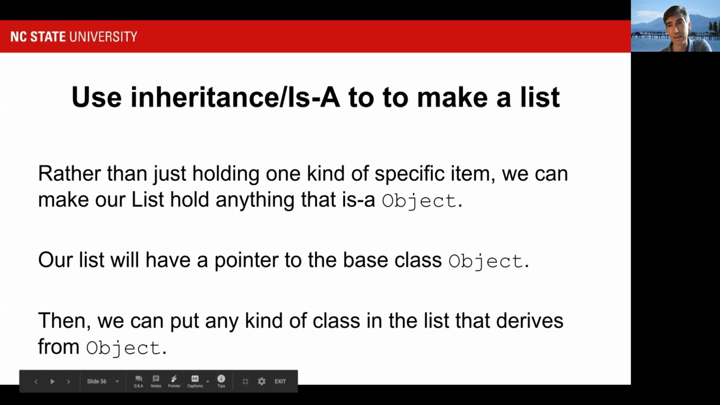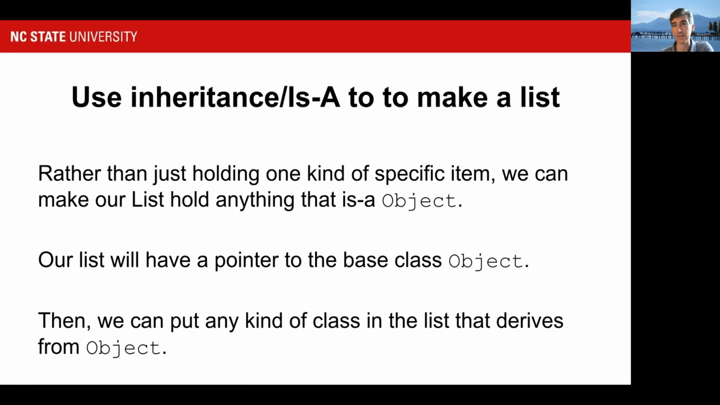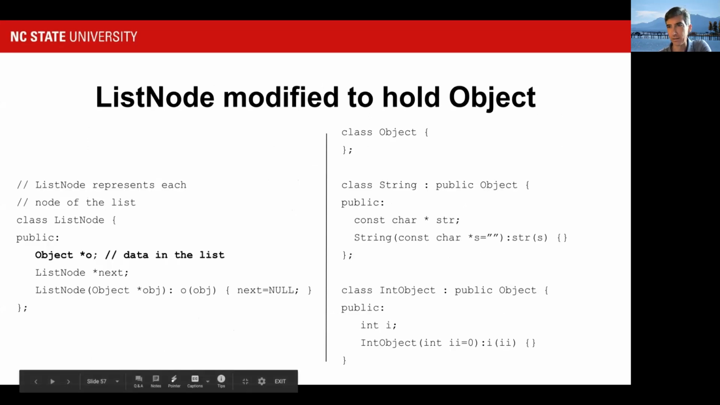Now you may feel like I'm cheating a little bit here, because I said I wanted my list to have a string or an int. I didn't say I wanted it to have lots of different kinds of objects. But you're right, it's not exactly what I said, but it's really close. So here's what that might look like in code.